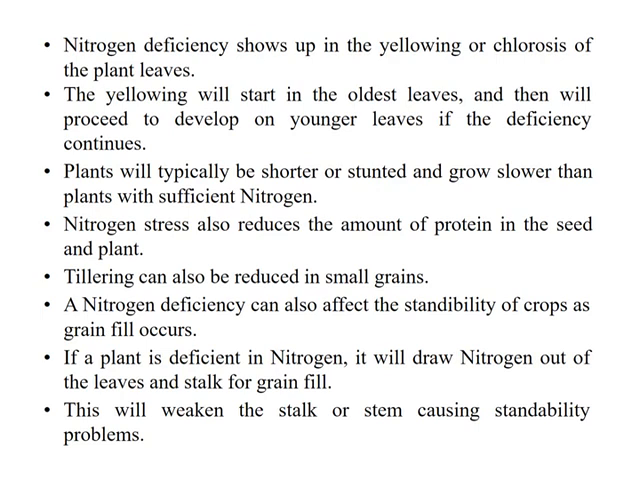Nitrogen deficiency shows up in the yellowing or chlorosis of the plant leaves. The yellowing will start in the oldest leaves and then will proceed to develop on younger leaves if the deficiency continues. Plants will typically be shorter or stunted and grow slower than plants with sufficient nitrogen. Nitrogen stress also reduces the amount of protein in the seed and plant. Tillering can also be reduced in small grains.